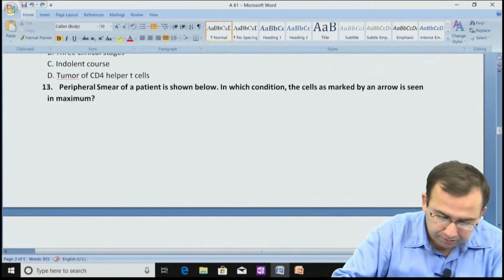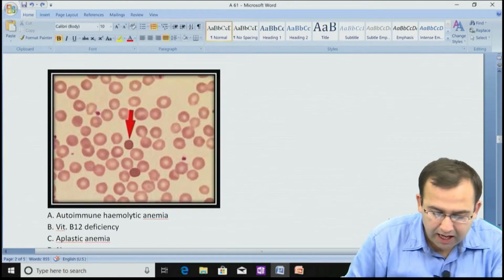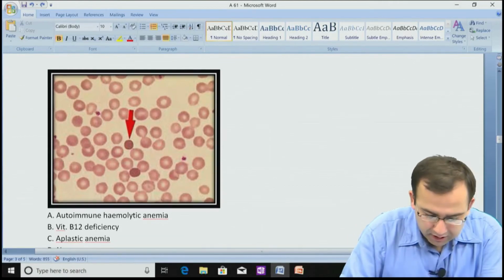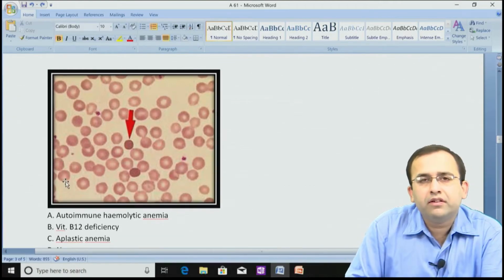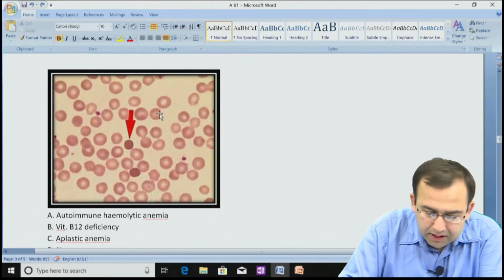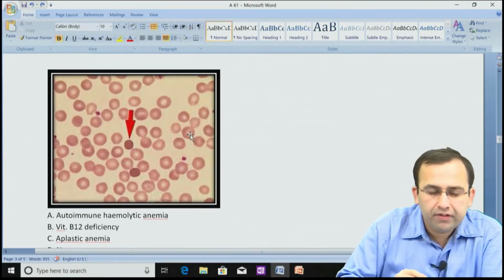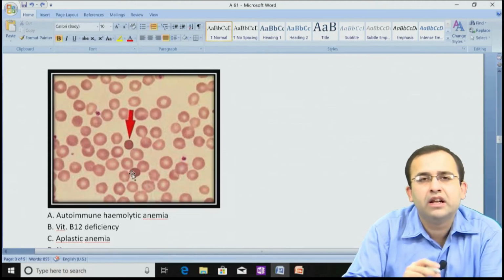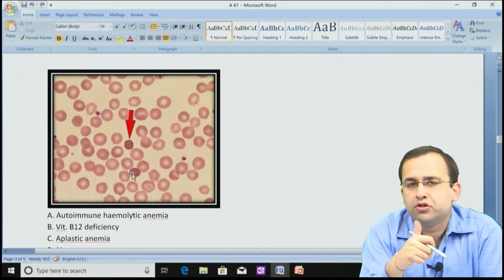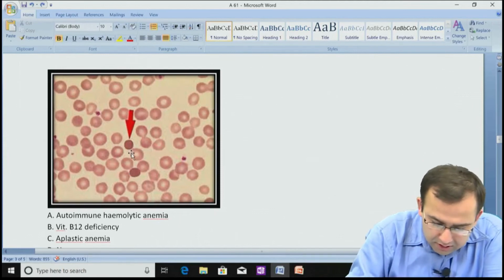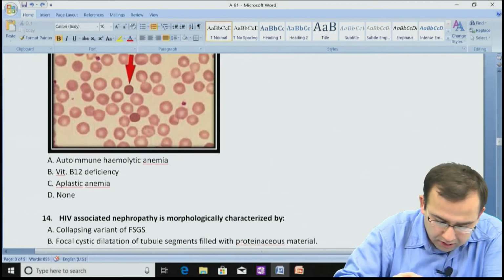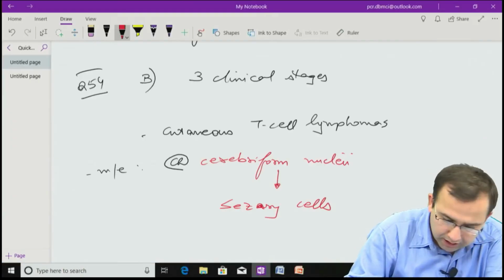Next, a peripheral smear is showing cells with arrows. Diagnosis? What you have here, the majority of the cells are RBCs with central 1/3 pallor. Now look at these two cells which are different. They lack the central pallor. So the diagnosis: these are spherocytes, associated with autoimmune hemolytic anemia.